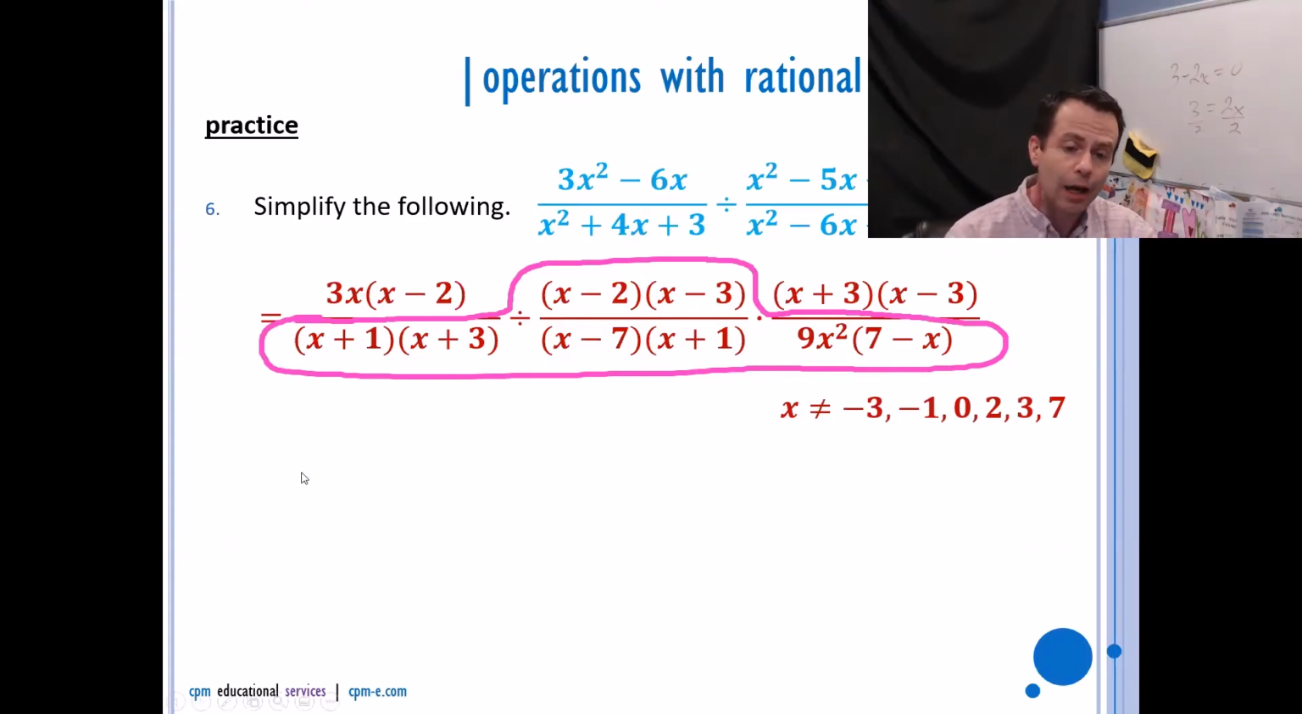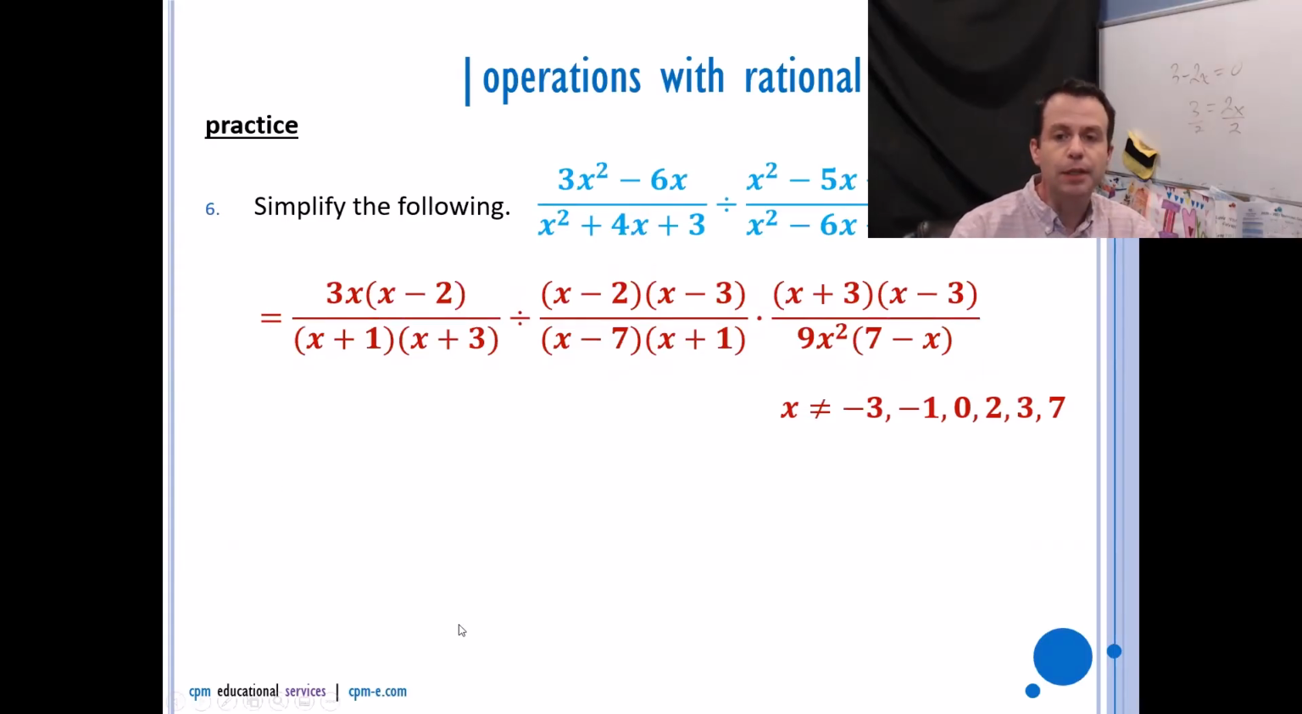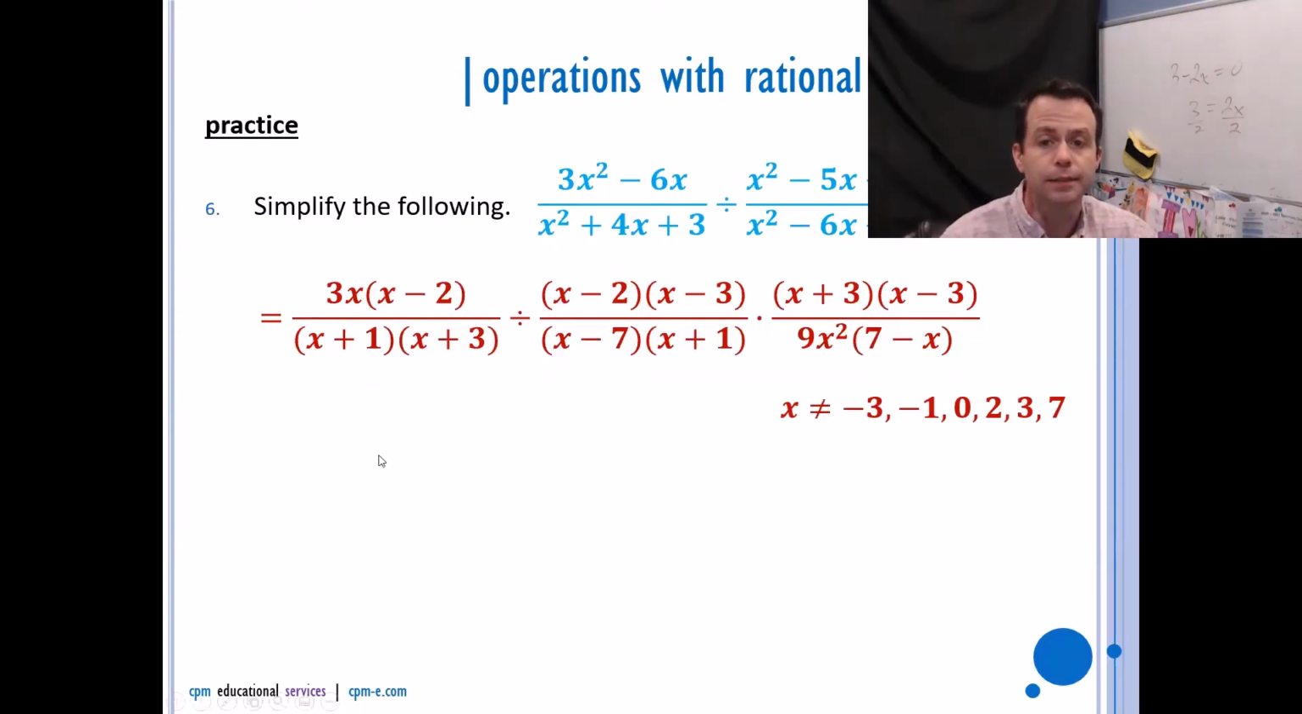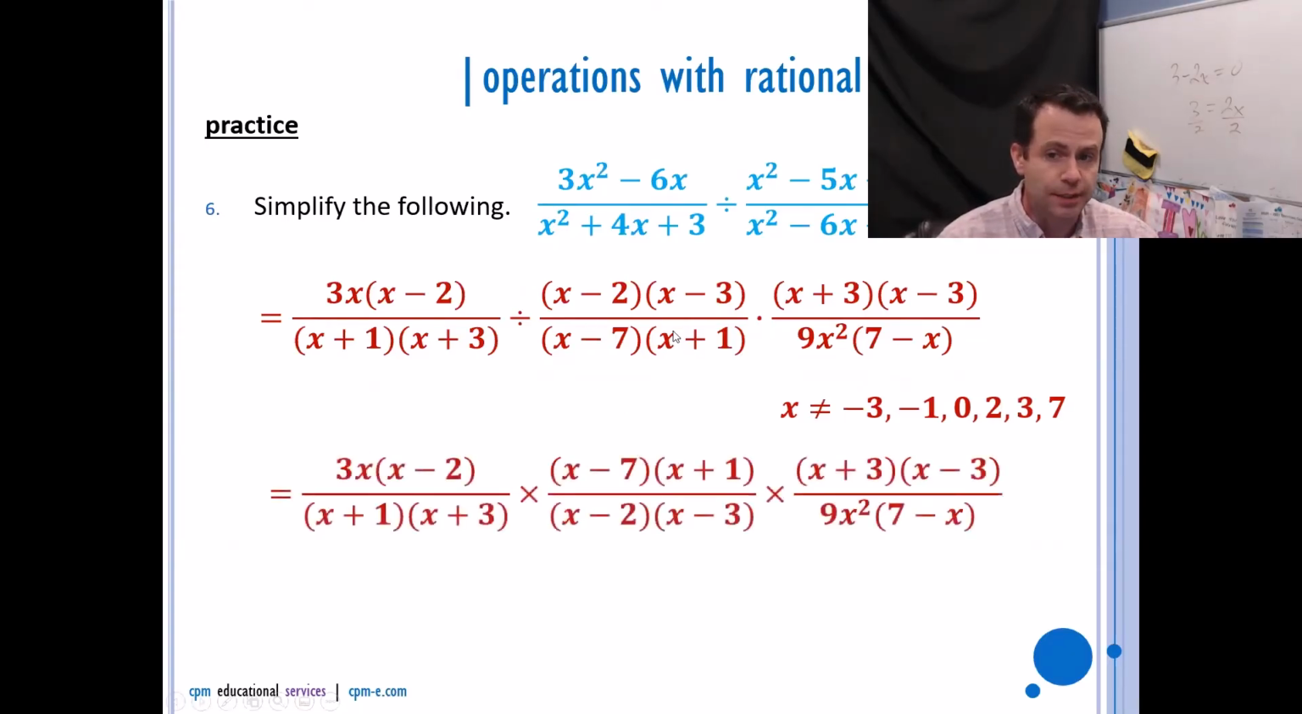Okay, now the next thing I'm going to do is I'm going to rewrite this so that it's all multiplication. So I don't flip every fraction, I only flip the fraction that's to the right of the division sign. Okay, so that's just the middle fraction here. Now I've written everything as multiplication and I can start canceling things out.